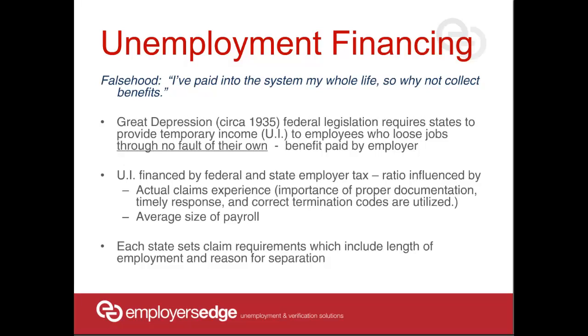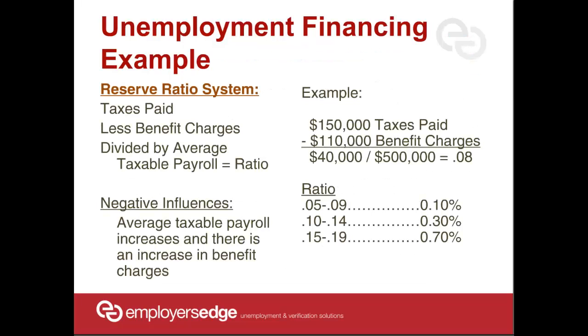Each state also has their own method of determining what your unemployment tax rate is going to be. There's a couple of very popular financing methods: the reserve ratio system and what's called the benefit ratio system. I would say all states, but just a handful, maybe four or five, utilize one of those two methods. California, and I know most of you on this call today are from California, utilizes the reserve ratio system.